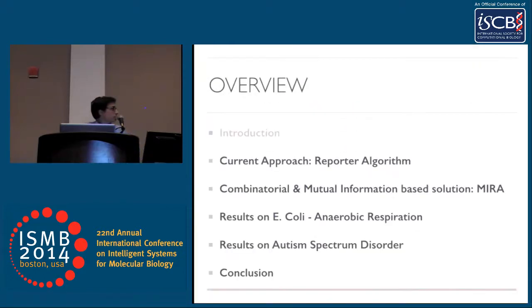So I have already introduced you to the problem. Next, I'm going to talk about the current approach, which is the reporter algorithm. Then I'm going to talk about our solution, which is a combinatorial and mutual information-based solution. Then I'm going to show you some results on an E. coli gene expression dataset and an autism spectrum disorder gene expression dataset. Then I'm going to conclude.